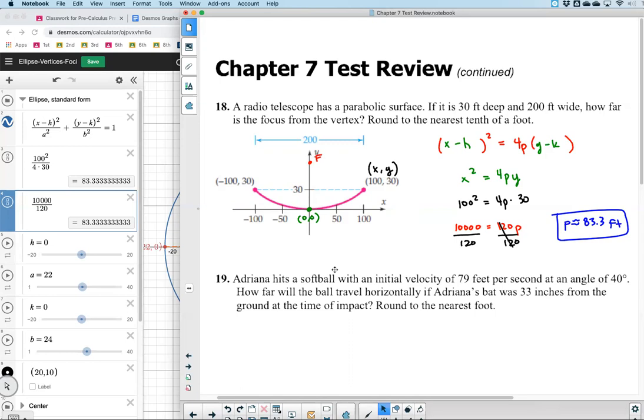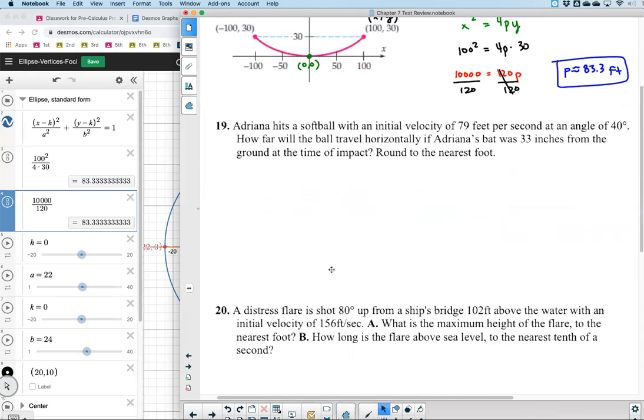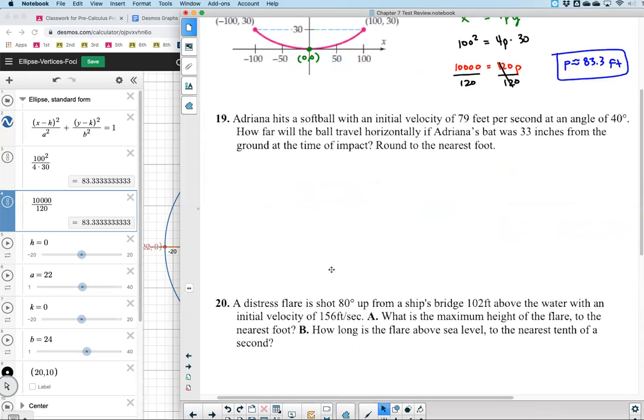All right. Last two problems here. Adriana hits a softball with an initial velocity. Okay, so we can already tell it's a projectile motion question. If you remember, there are 4 required values: the initial velocity, the angle, the initial height. We will determine gravity based off of the units we're using. And there are 2 optional values that they may give you, an x and a y. I guess I should include t in there.